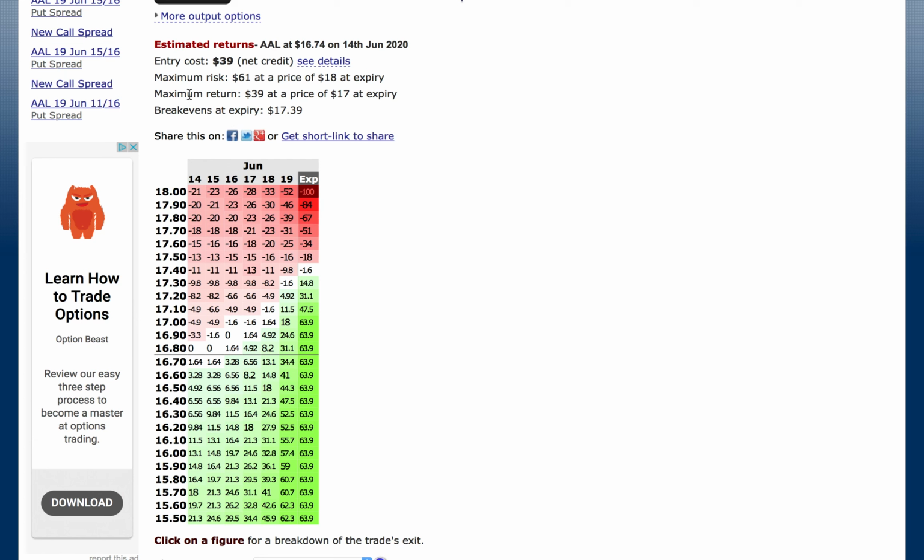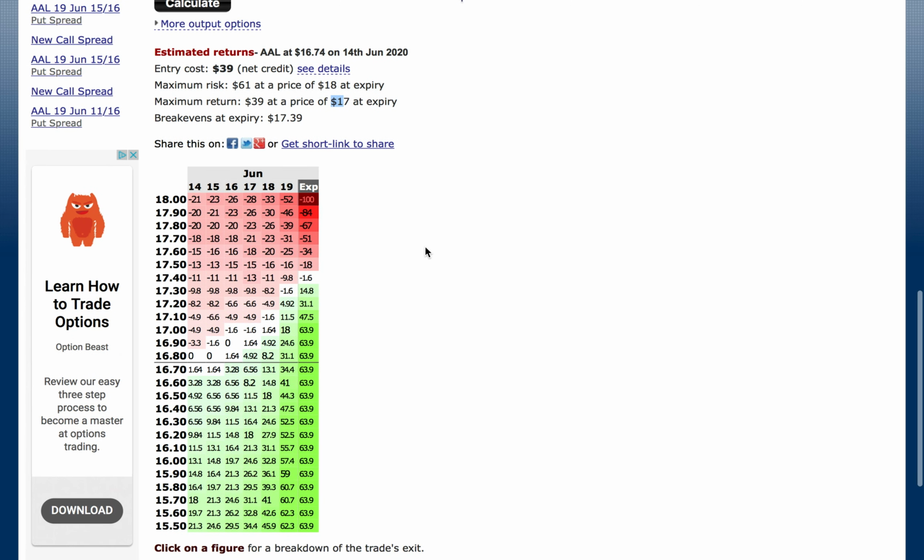As you can see now, your maximum risk is now $61, and that's going to happen at a price of $18 at expiration. Your maximum return is going to be $39, like I mentioned, and that's going to be at $17 at expiration. And if you look at the graph, you can see how this is a bearish strategy, because as the price goes down, you're making money. When the price starts to go up, you're losing money.